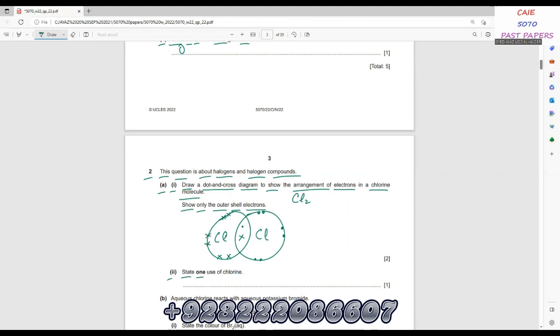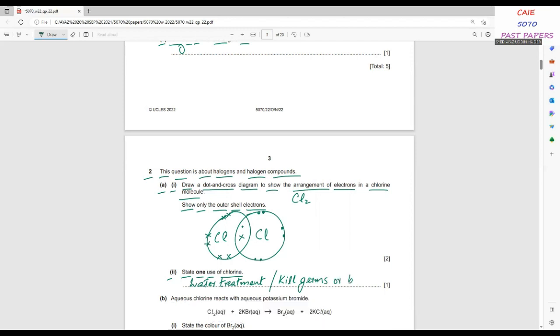Number 2, state one use of chlorine. We know that's used in water treatment, so you can write water treatment. It is actually used to kill germs or bacteria. Kill germs or bacteria.